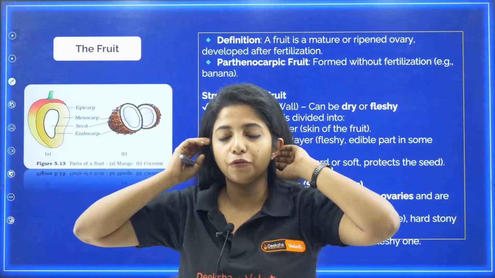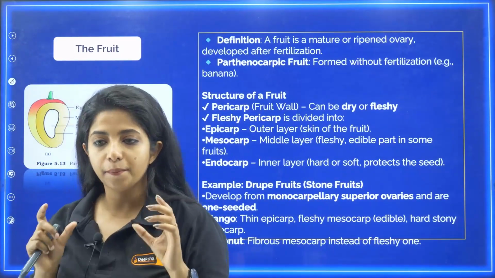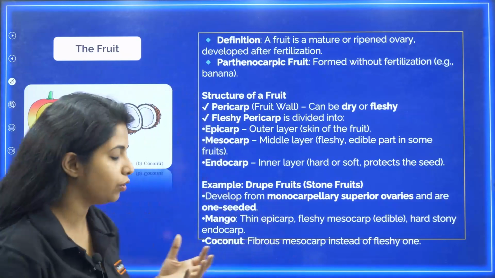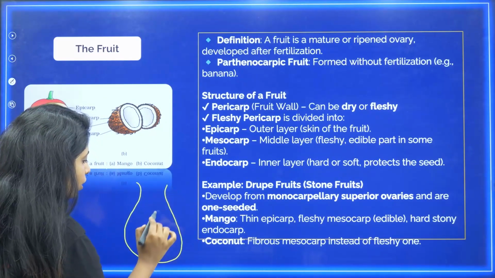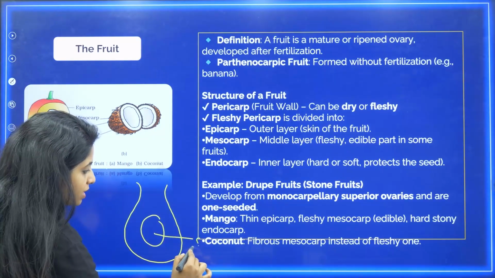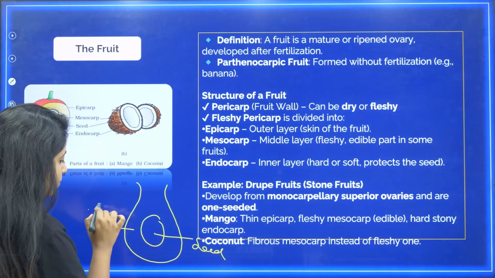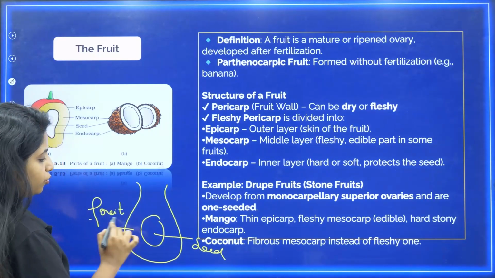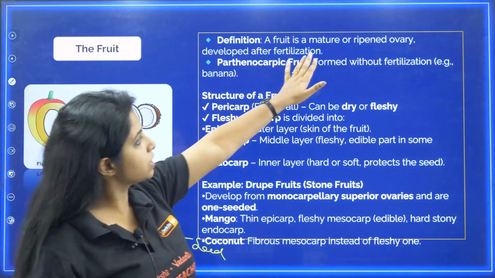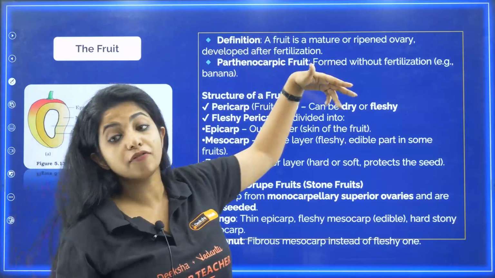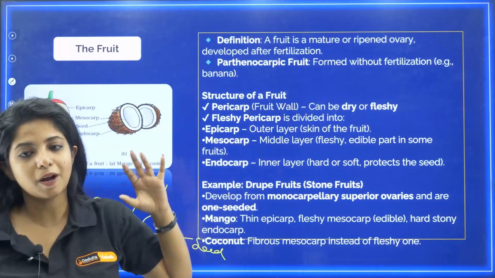Now we are coming to fruit. So what is a fruit? Fruit is a mature or ripened ovary. I told you, the ovary is there. In the ovary, you have the ovule. Ovule becomes the seed. Then what happens to the ovary? It becomes the fruit. So fruit is a mature or ripened ovary developed after fertilization. Usually it is developed after fertilization.